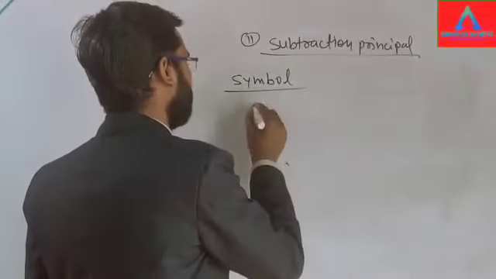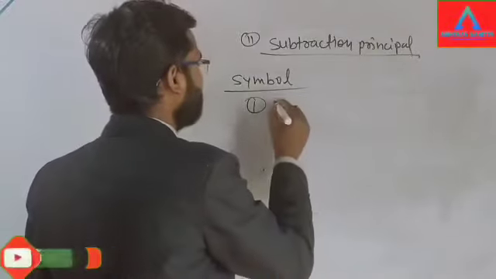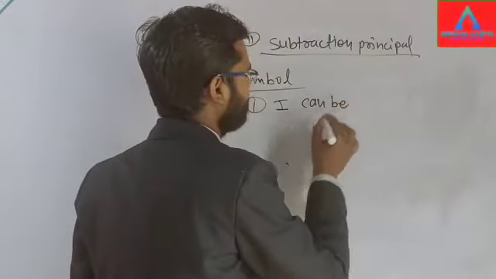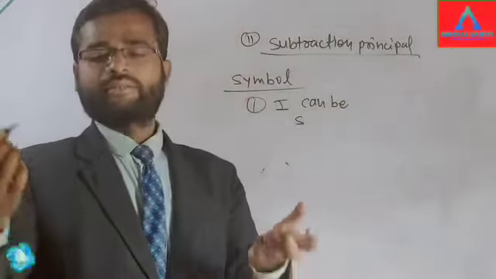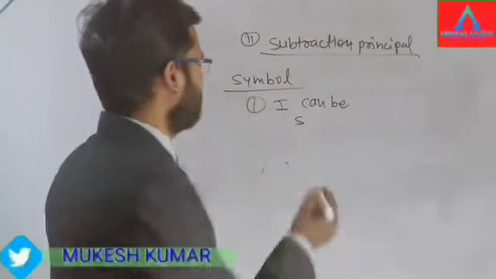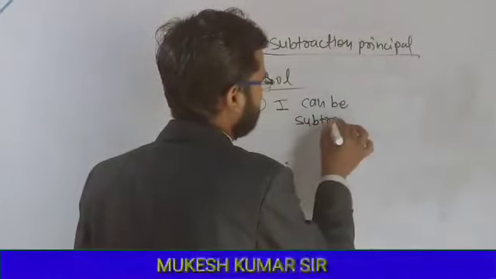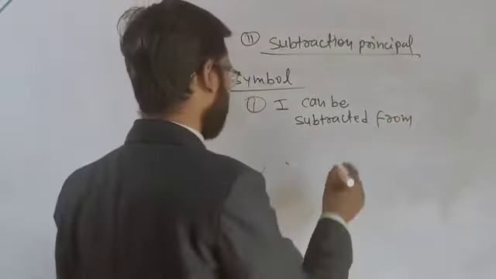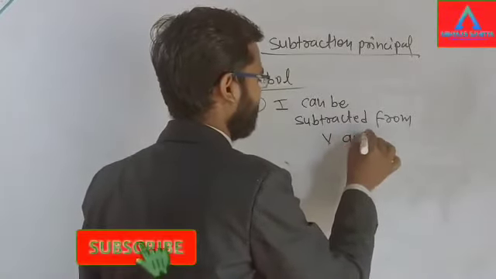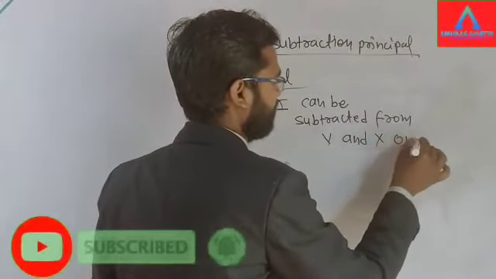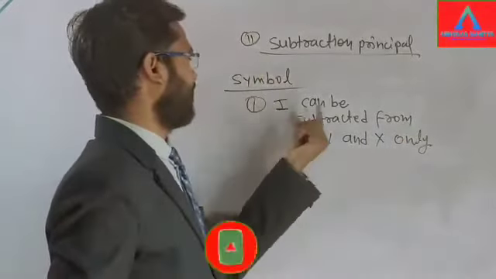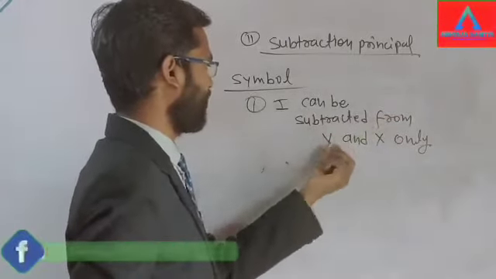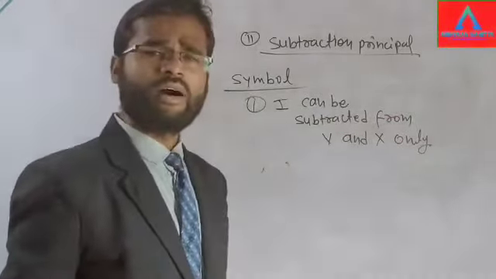V, L, D. First, one more rule: I, that means 1, can be subtracted from V and X only. That means 1 can be subtracted from 5 and 10 only in the Roman system of numeration.